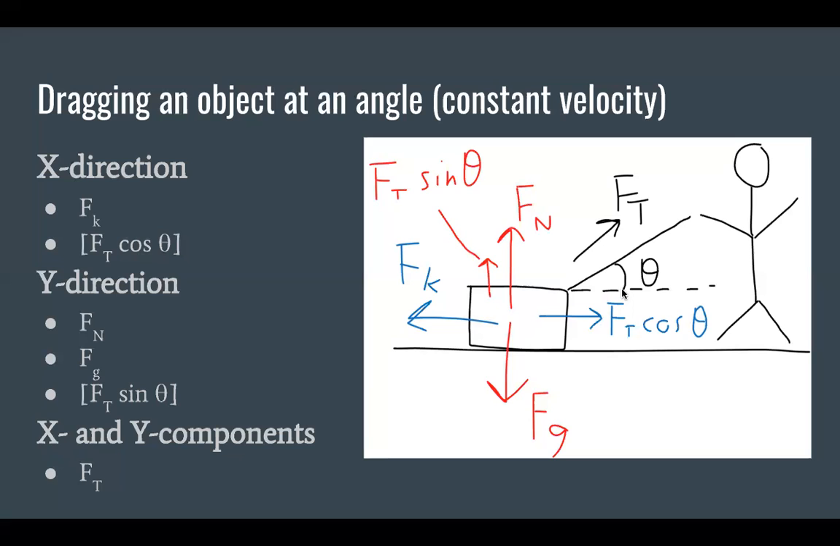So is the net force 0 for both directions? Yes, if we're going at a constant velocity, then the net force in the x direction is going to be 0. And since we're just sliding along a surface, it's not accelerating up or down, so the net force in the y direction is also going to be 0. That's why we can set these forces in each direction equal to each other.